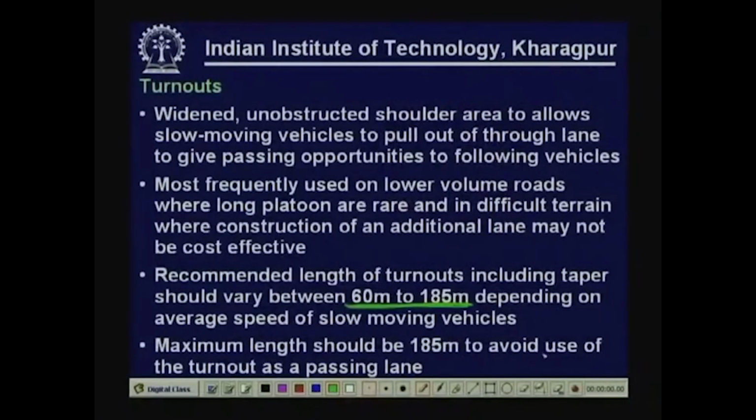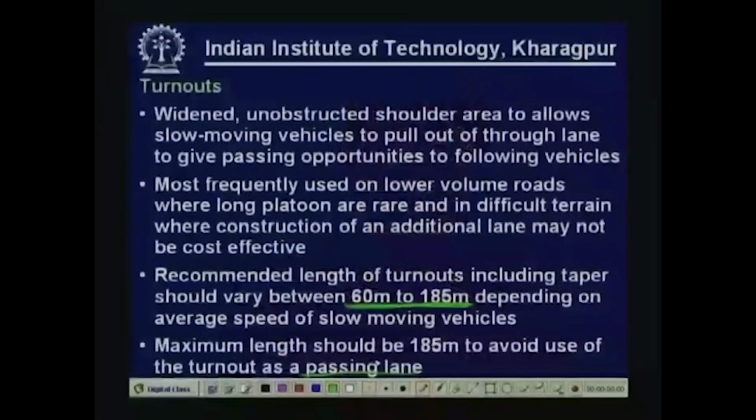Now, why is there an upper limit? Because it is not intended for places where you have a long queue and heavy traffic volume. So, it is a turnout. This maximum length is basically to avoid the use of a turnout as a passing lane. It is a turnout and not a passing lane. So, just to make sure that a turnout does not work as a passing lane, it is necessary to restrict its length. That is why an upper limit is there, which is 185 meters.